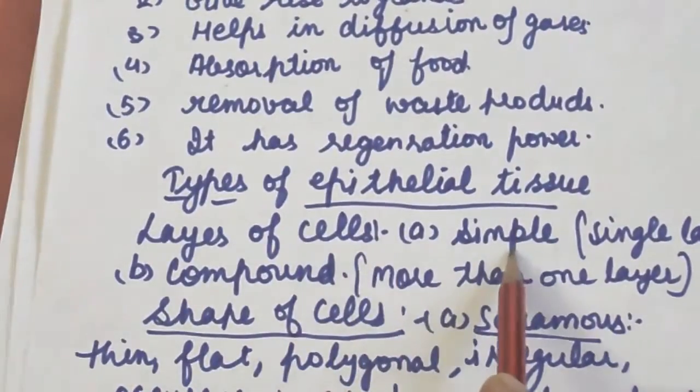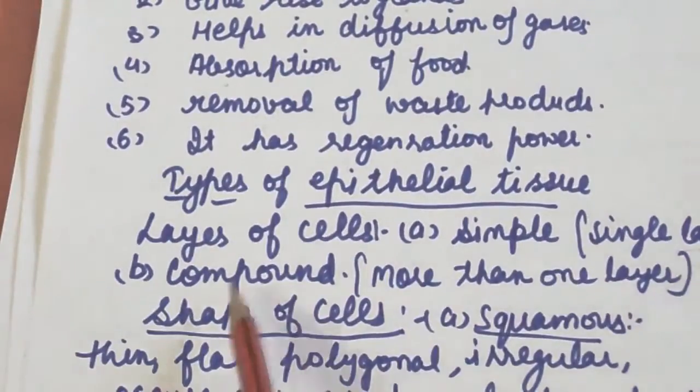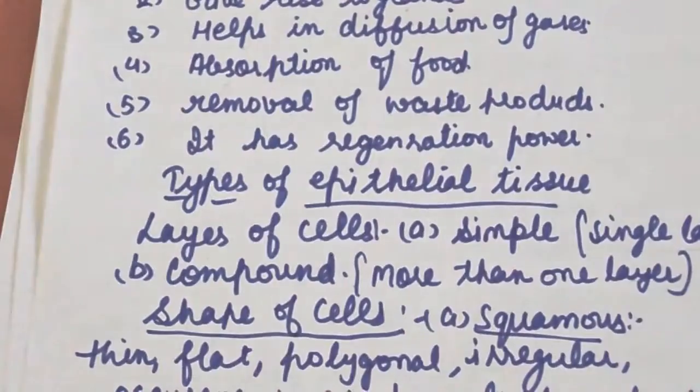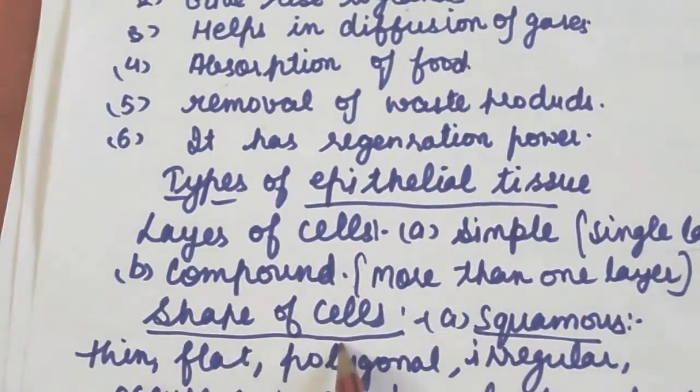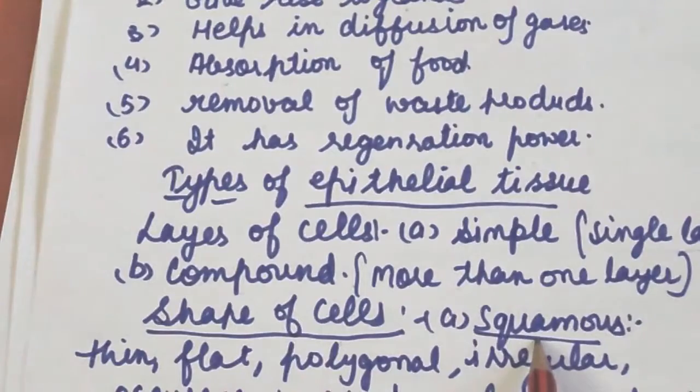It is classified into simple epithelial tissue that is made up of a single layer, and compound epithelial tissue, which is made up of more than one layer. On the basis of the shape of the cells, it is divided into squamous epithelial tissue.